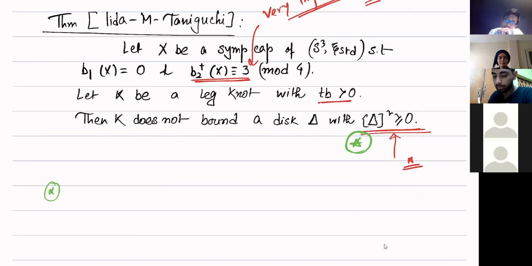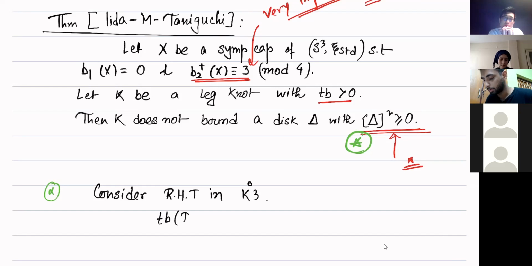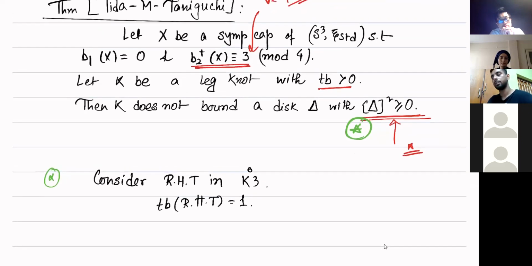So notice that, consider the right-handed trefoil in K3 boundary. Okay. So if you know a little bit about contact geometry, then it is not difficult to compute the TB number, and in particular the TB number of the right-handed trefoil is 1. So by our result, we can say that the right-handed trefoil is not H slice in K3 bar.